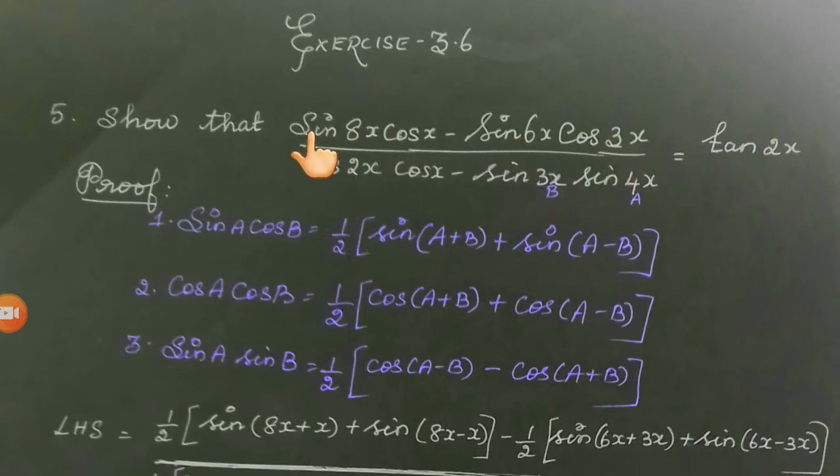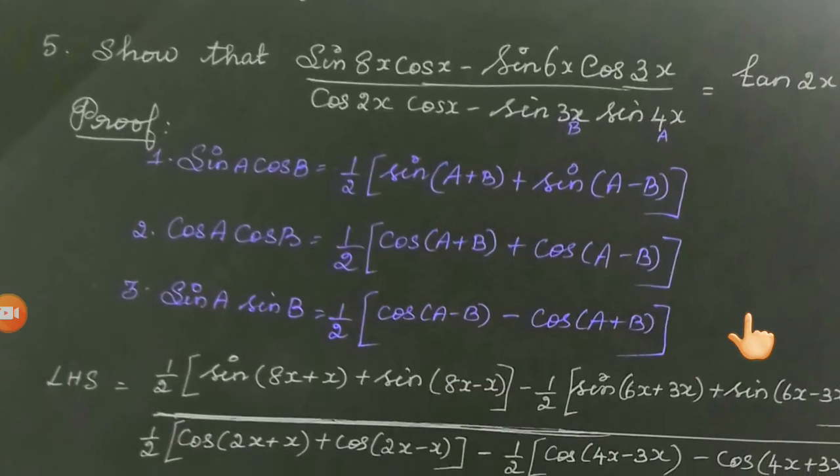In the numerator, the first term looks like sin a cos b. The identity for sin a cos b is half of sin of (a plus b) plus sin of (a minus b). The second term in the numerator is in the same format, sin a cos b, so the same formula applies. Now look at the denominator. You have the form cos a cos b. The identity for cos a cos b is half of cos of (a plus b) plus cos of (a minus b). Next, the sin a sin b formula is half of cos of (a minus b) minus cos of (a plus b). These are the identities we are going to use here.